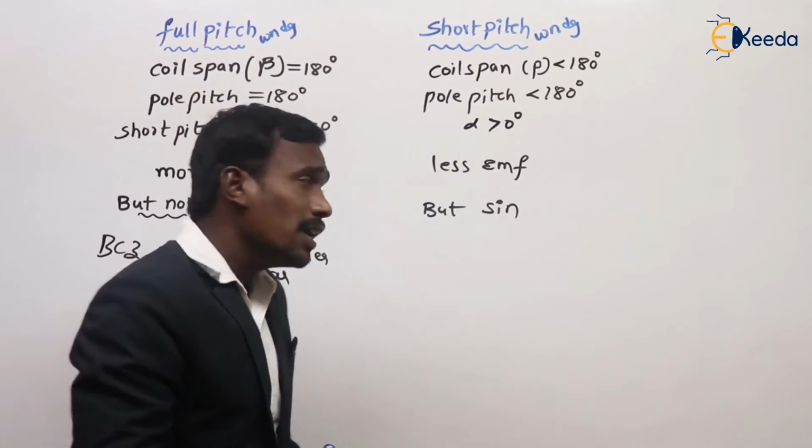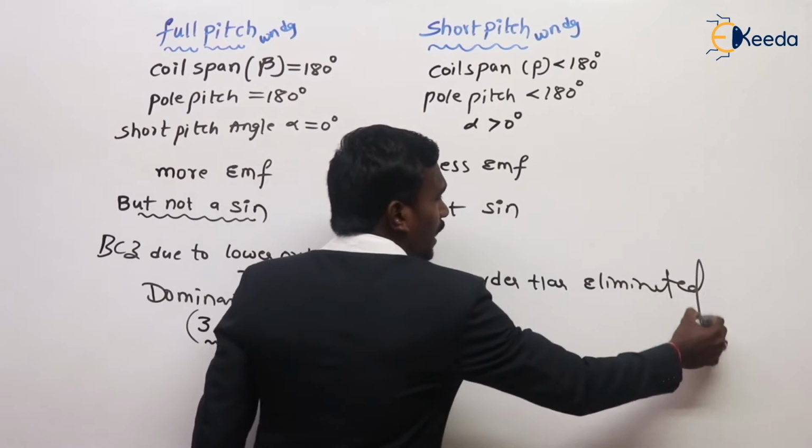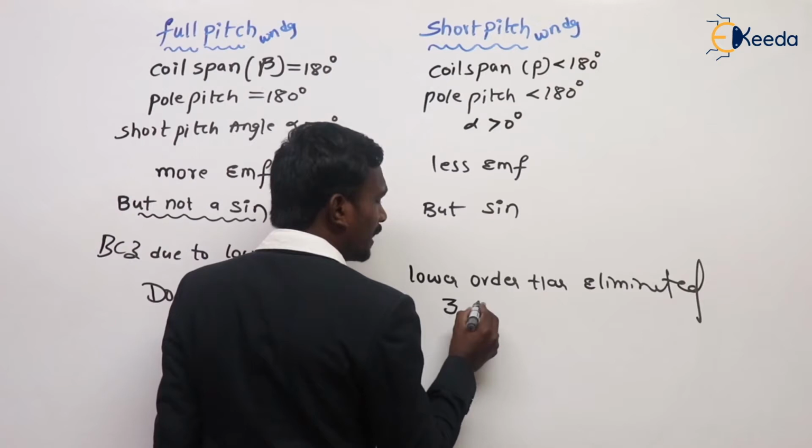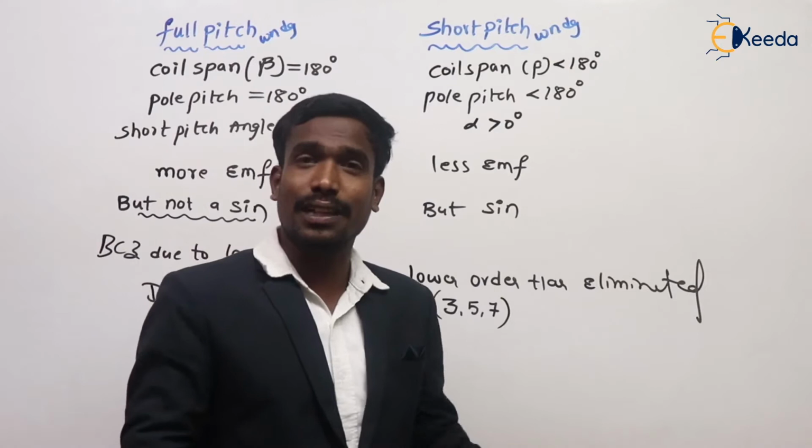Here, the lower order harmonics are eliminated. That's why the EMF is sinusoidal. Nothing but by using short pitch winding, we can eliminate the 3rd, 5th and 7th harmonics. Generally, I have given you the details about harmonics in the transformer.